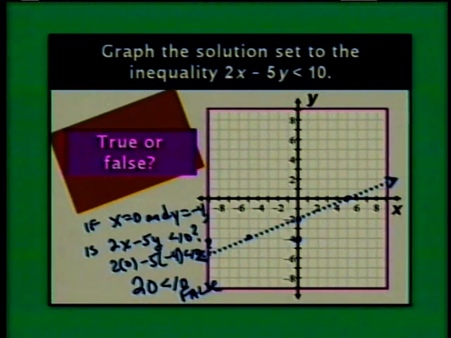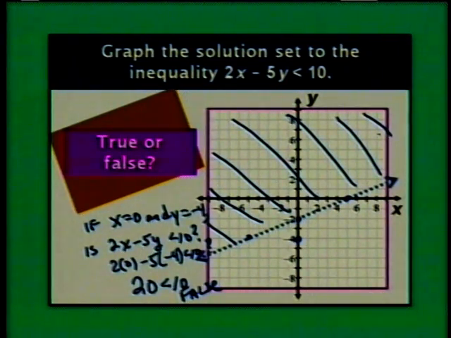Since a point below this line does not satisfy the inequality, it must be the case that the half plane below the line is not the solution set. The solution set must indeed be the half plane above the line. So that's what I'm going to shade.